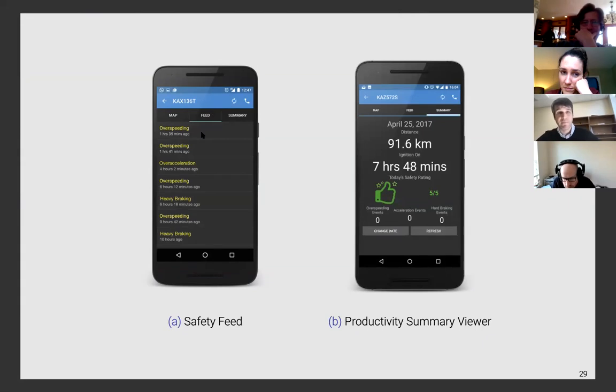We also gave them information on safety alerts. The device had built-in algorithms to generate alerts for speeding, sharp braking, or sharp turning, so we gave them that list. And then we had a final page, a summary productivity tab, which showed how long they were on the road and how far they drove. We tried to aggregate their safety performance to encourage owners to curb that kind of behavior.